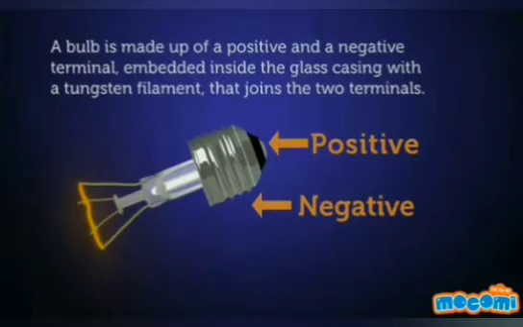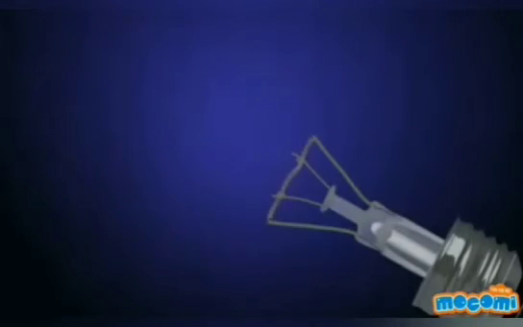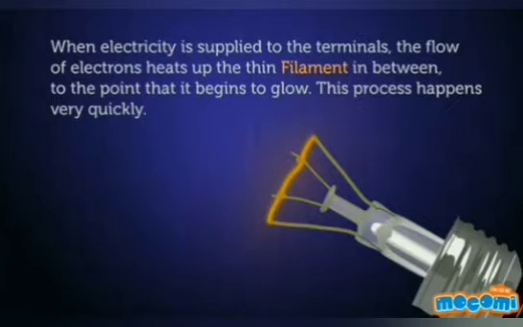A bulb is made up of a positive and a negative terminal embedded inside the glass casing with a tungsten filament that joins the two terminals. When electricity is supplied to the terminals, the flow of electrons heats up the thin filament in between to the point that it begins to glow. This process happens very quickly.